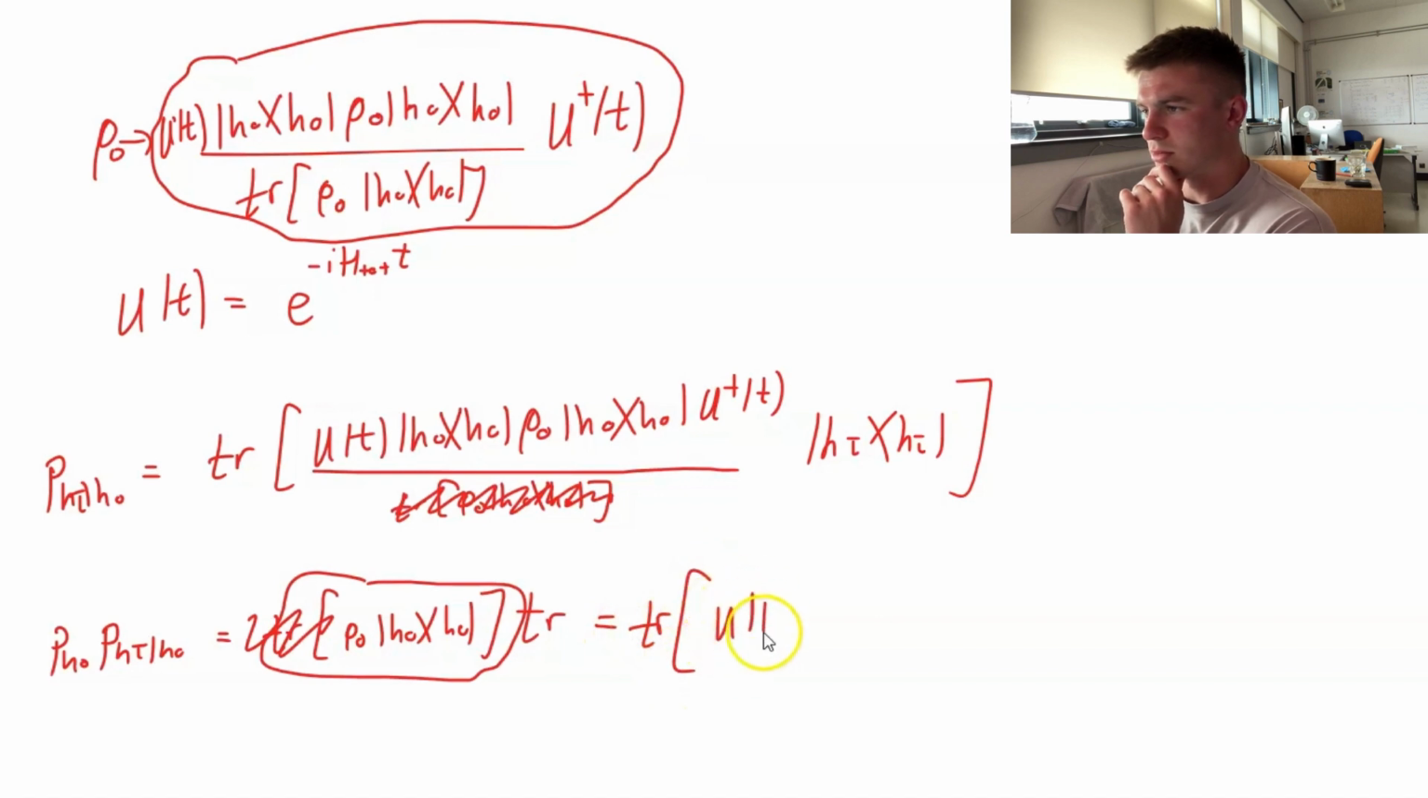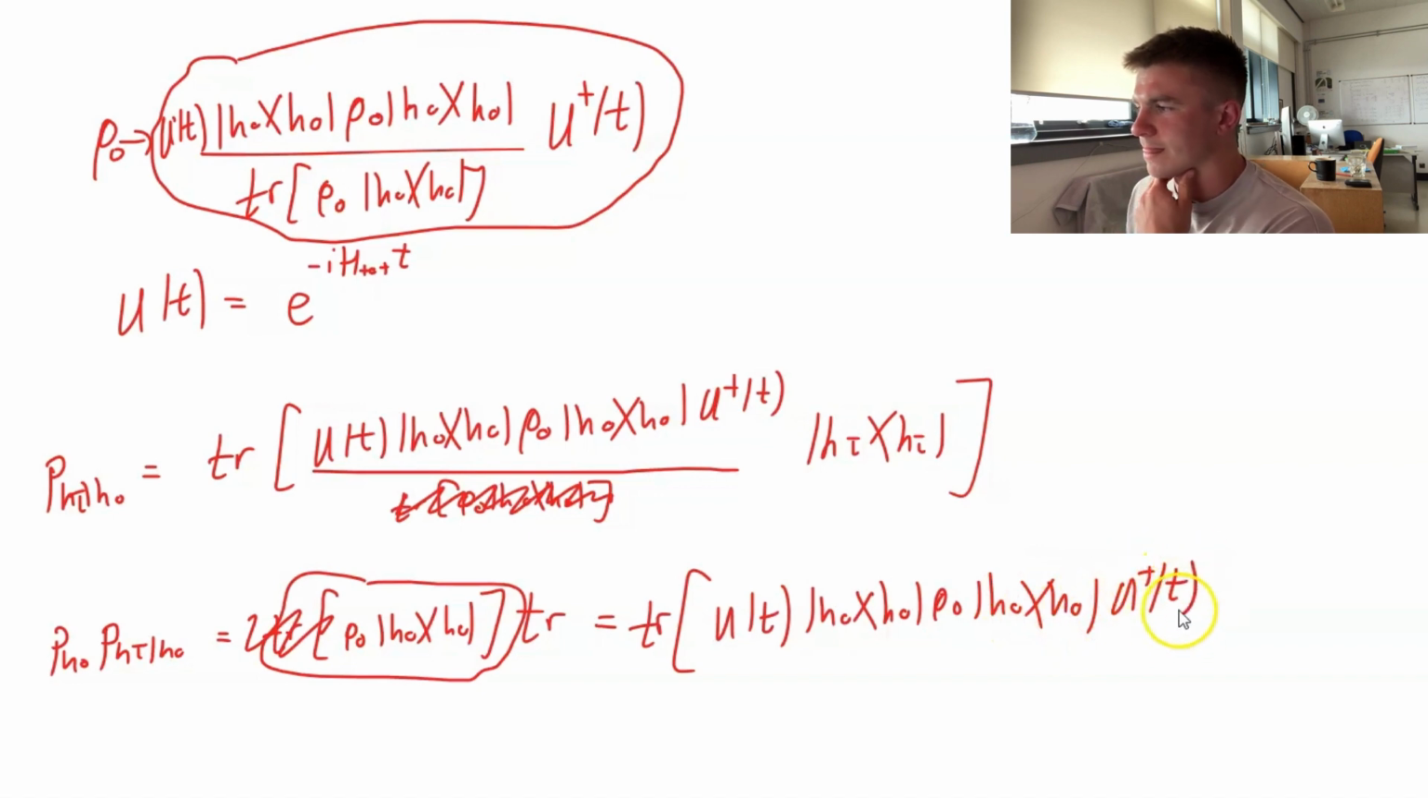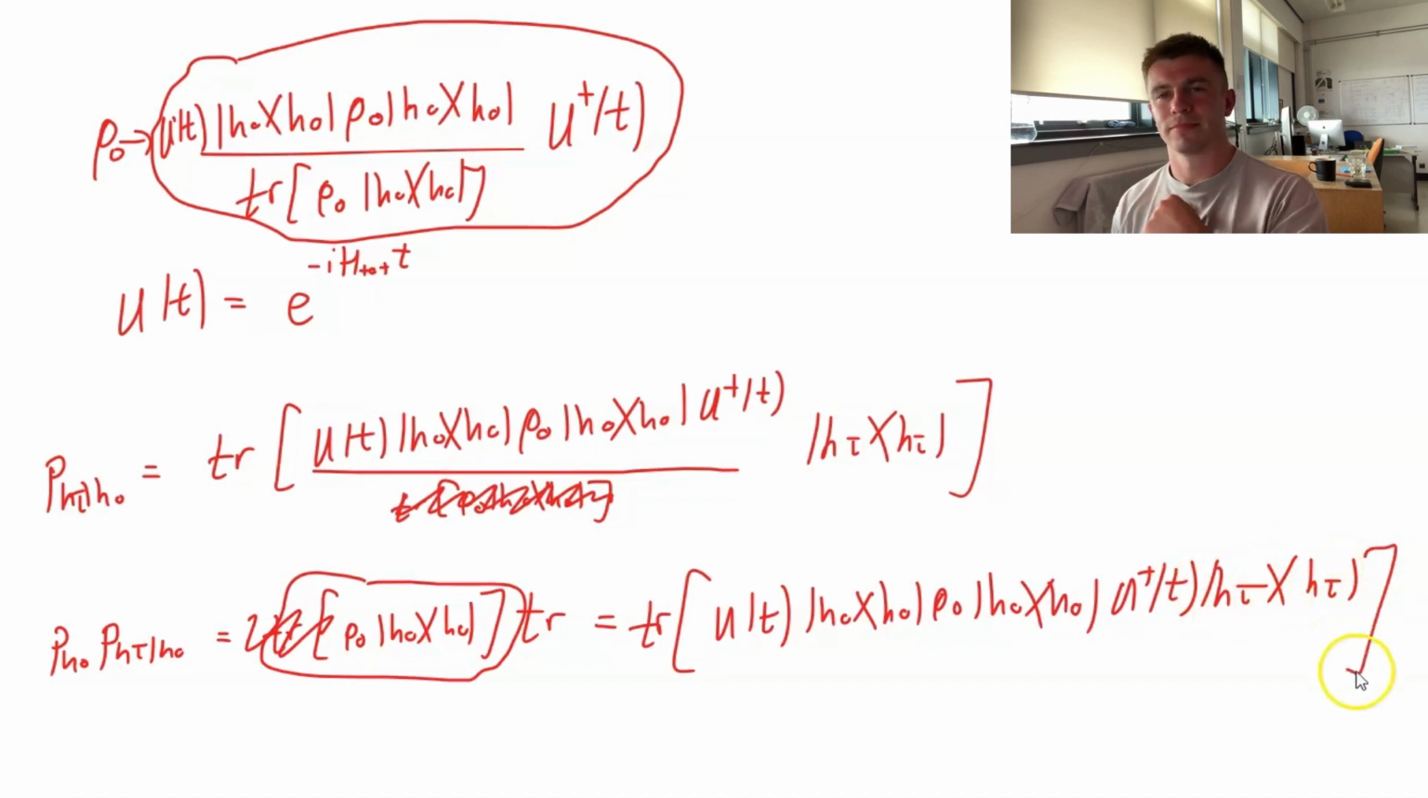So we've got the unitary, projector, ρ_0, projector, unitary, and then projector onto H_τ. Okay, so let's look at this in a little bit more detail.